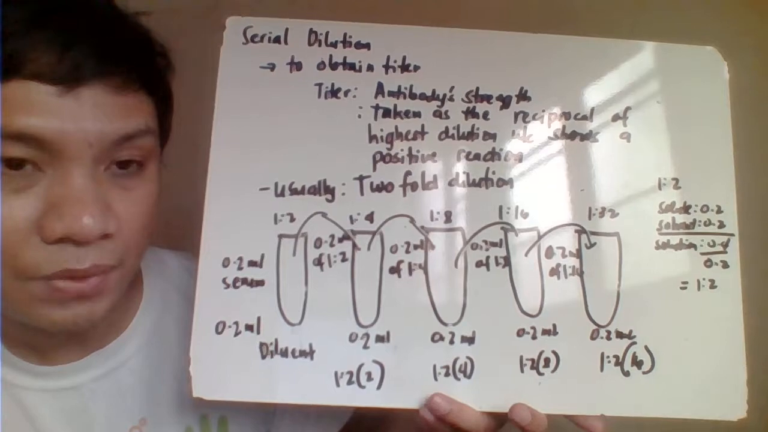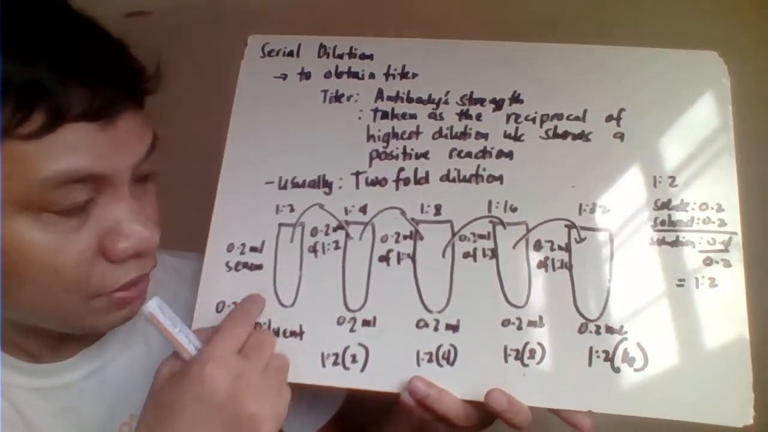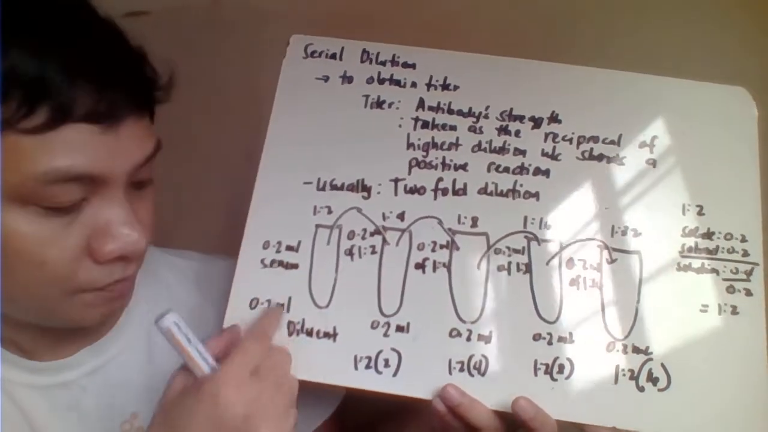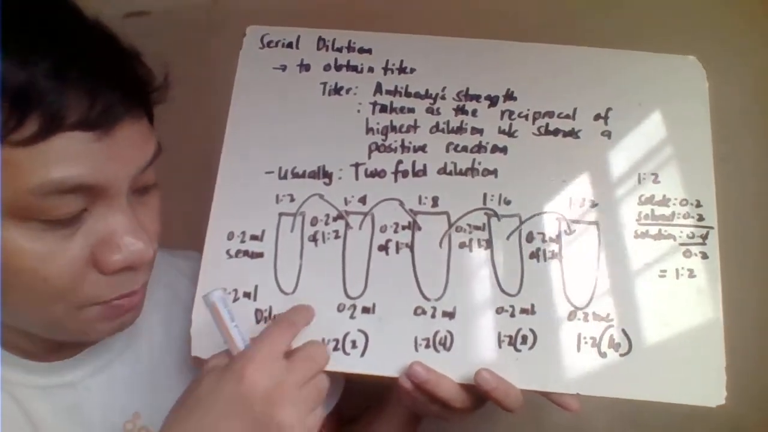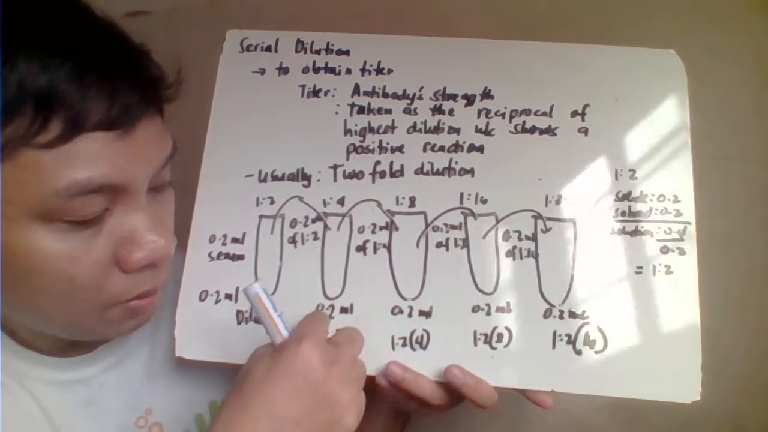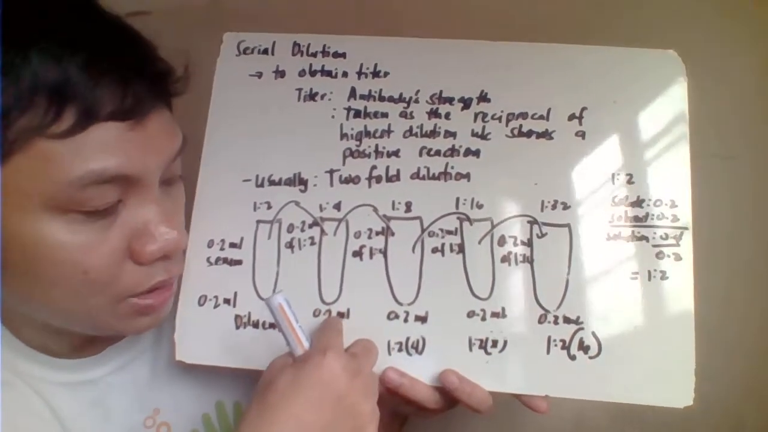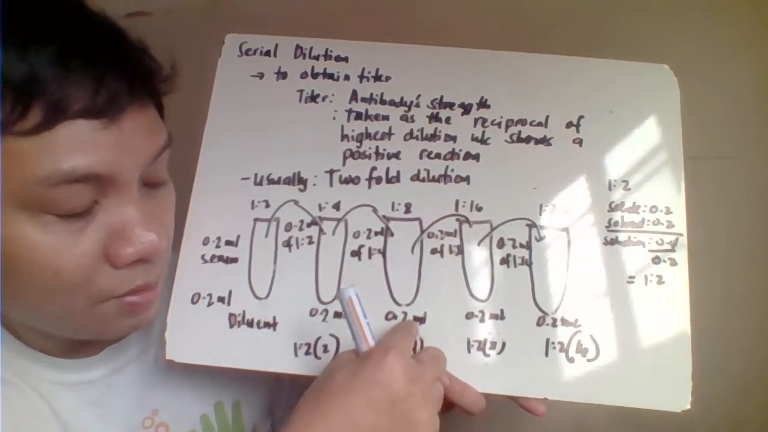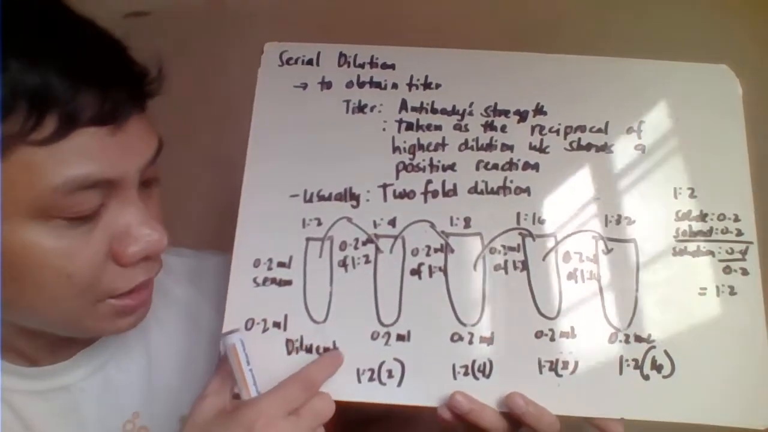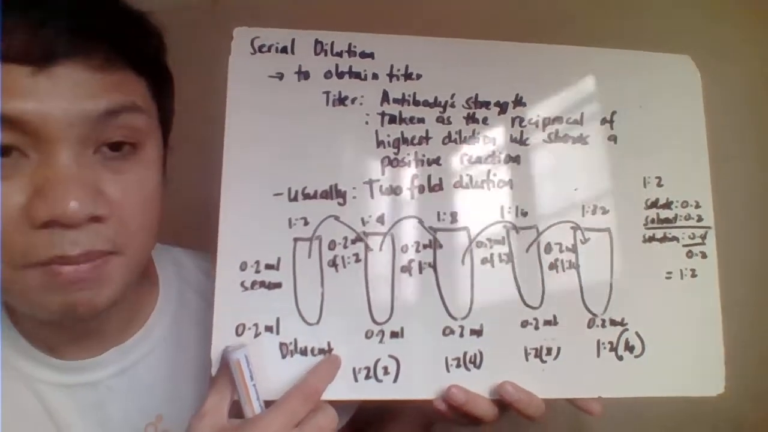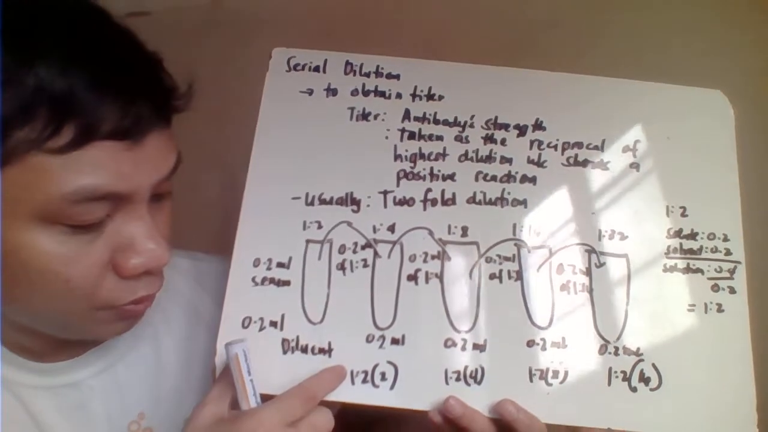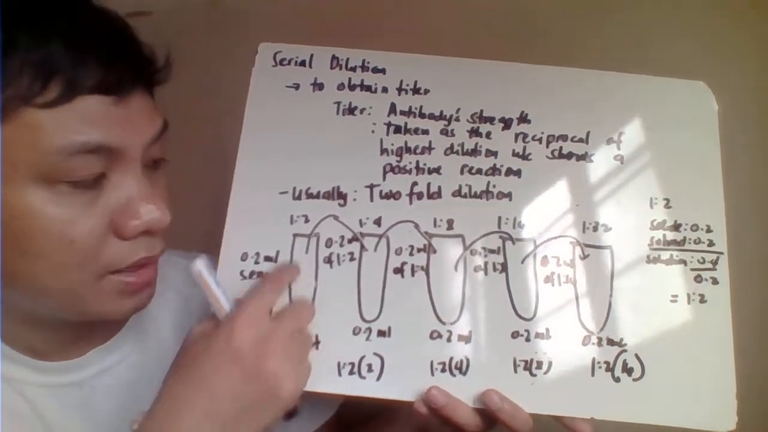So in order to make a 1:2 dilution, we have 2 ml of your serum, 2 ml of our diluent. Pwede mo nang lagyan lahat ng next tubes mo ng diluent, 0.2 ml of diluent each. Okay, dito muna tayo. You're going to make your 1:2 dilution: 0.2 ml of your serum and 0.2 ml of diluent gives you a 1:2.